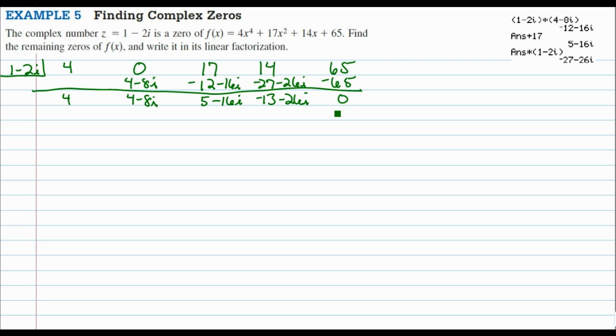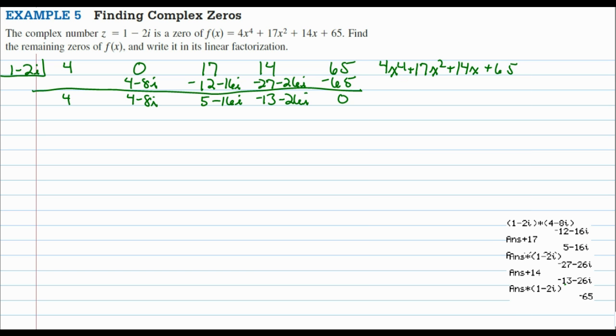Since the remainder is 0, I can see that 1 minus 2i is a zero of the function, which means x minus 1 minus 2i is a factor. Now, if you start writing down the breakdown of this factorization, you're going to have a really horrible thing to write. So I'm going to say that you do not have to write down every single factorization when you're using imaginaries in synthetic division. Instead, you can write every other one.